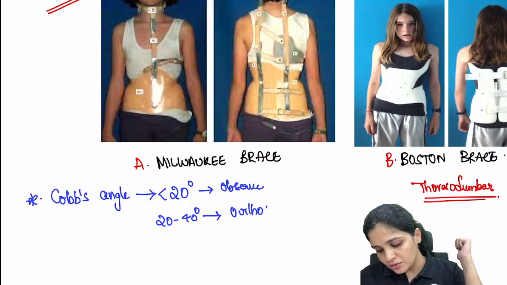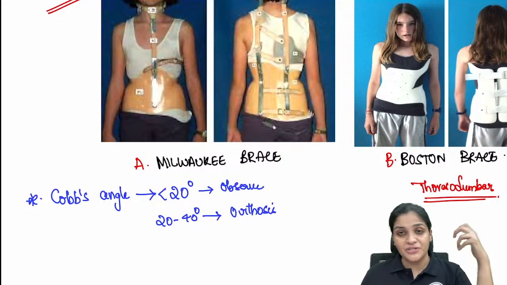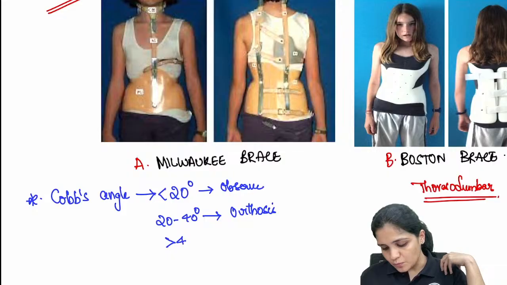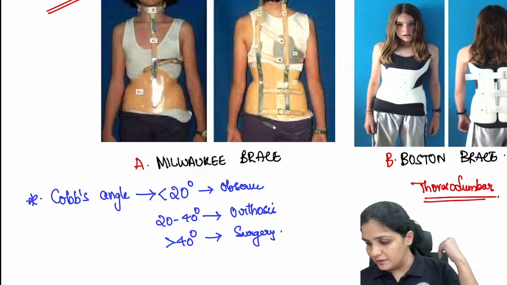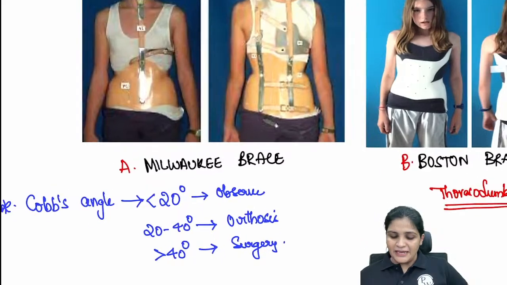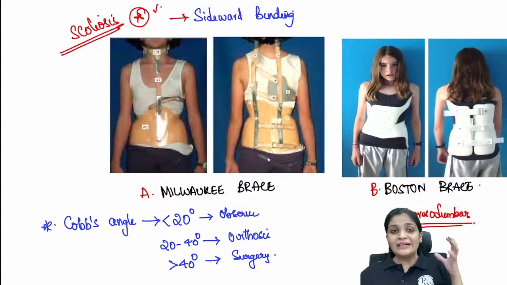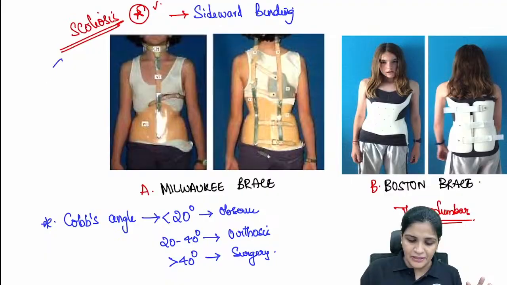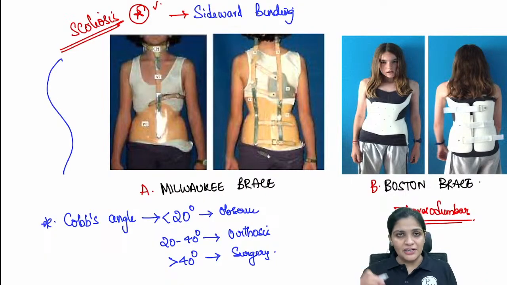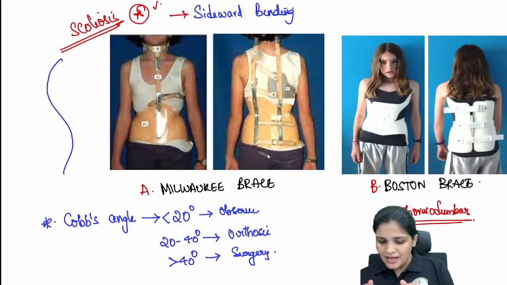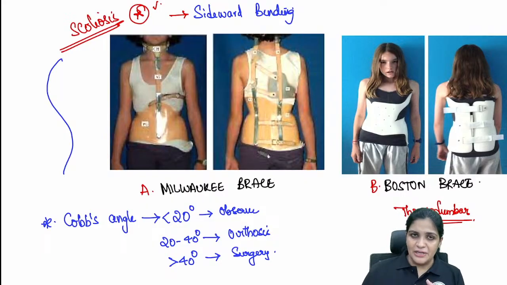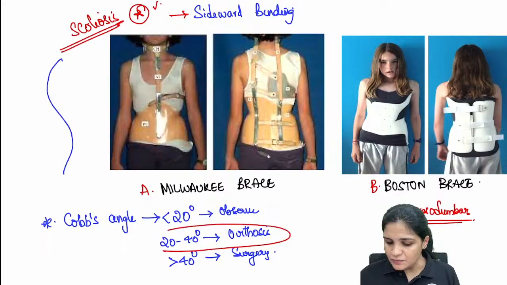What is this orthosis? I told you, this is a support given to that part. And if it is more than 40 degrees, you go for surgery. Cobb's angle is used to measure the scoliotic curve. The scoliotic curve is something like this. We measure that curve and give the angle to the patient. So if it is in this 20 to 40 degrees, we use the orthosis.